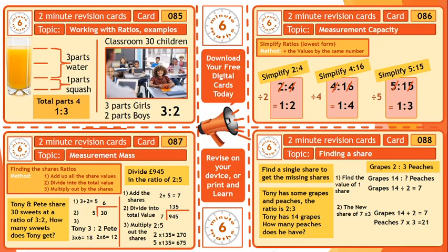Card number 88. So this is finding a missing value. It says Tony has some grapes and some peaches. The ratio is 2 to 3. Tony has 14 grapes. How many peaches does he have? Well, what do we know? We've got 14 grapes and that's 2 shares. We've got 3 shares in peaches, but we don't know the value.